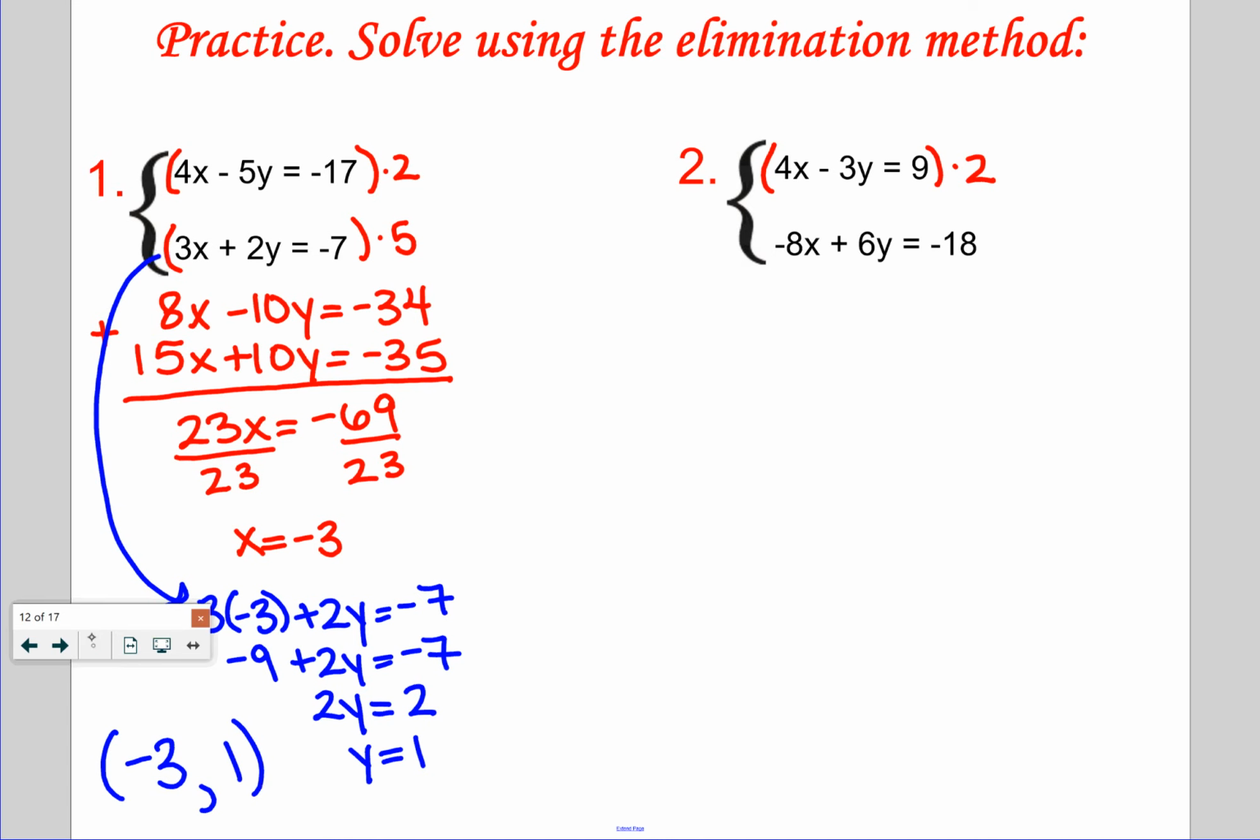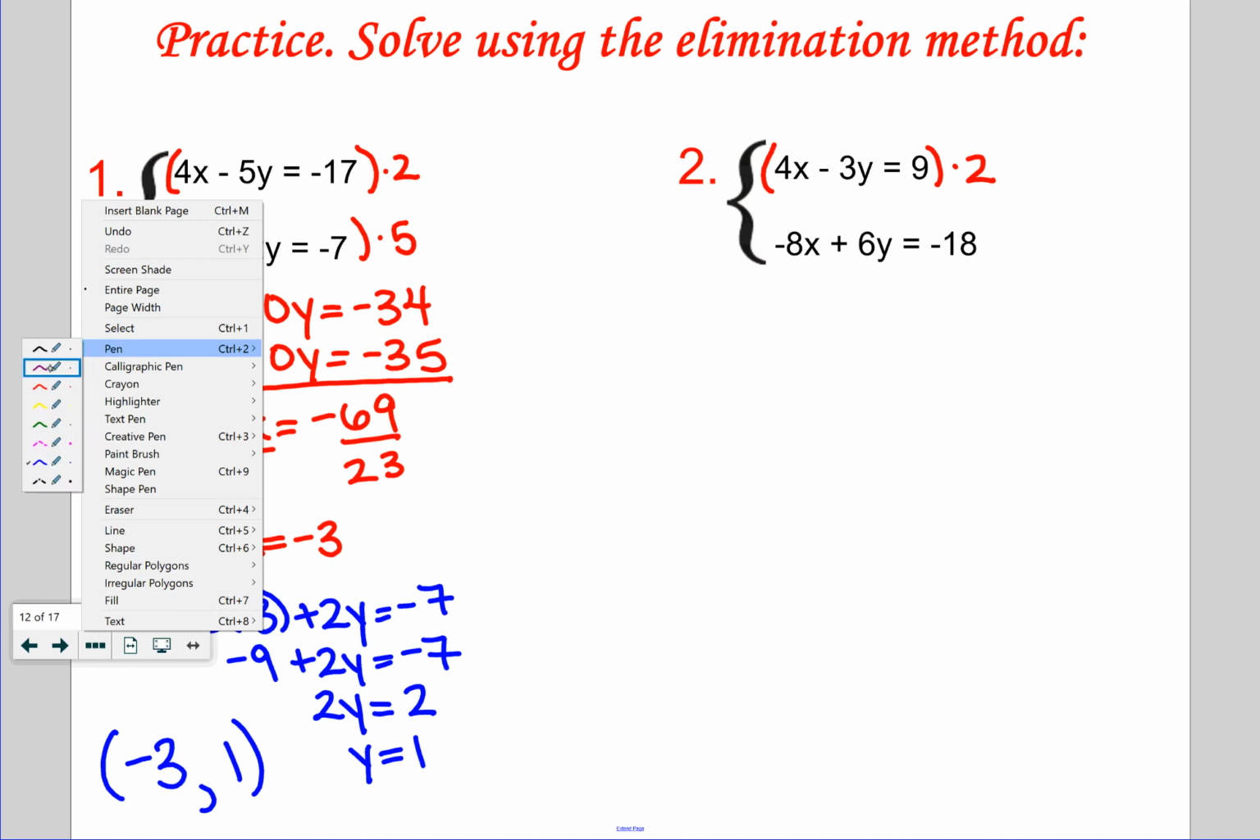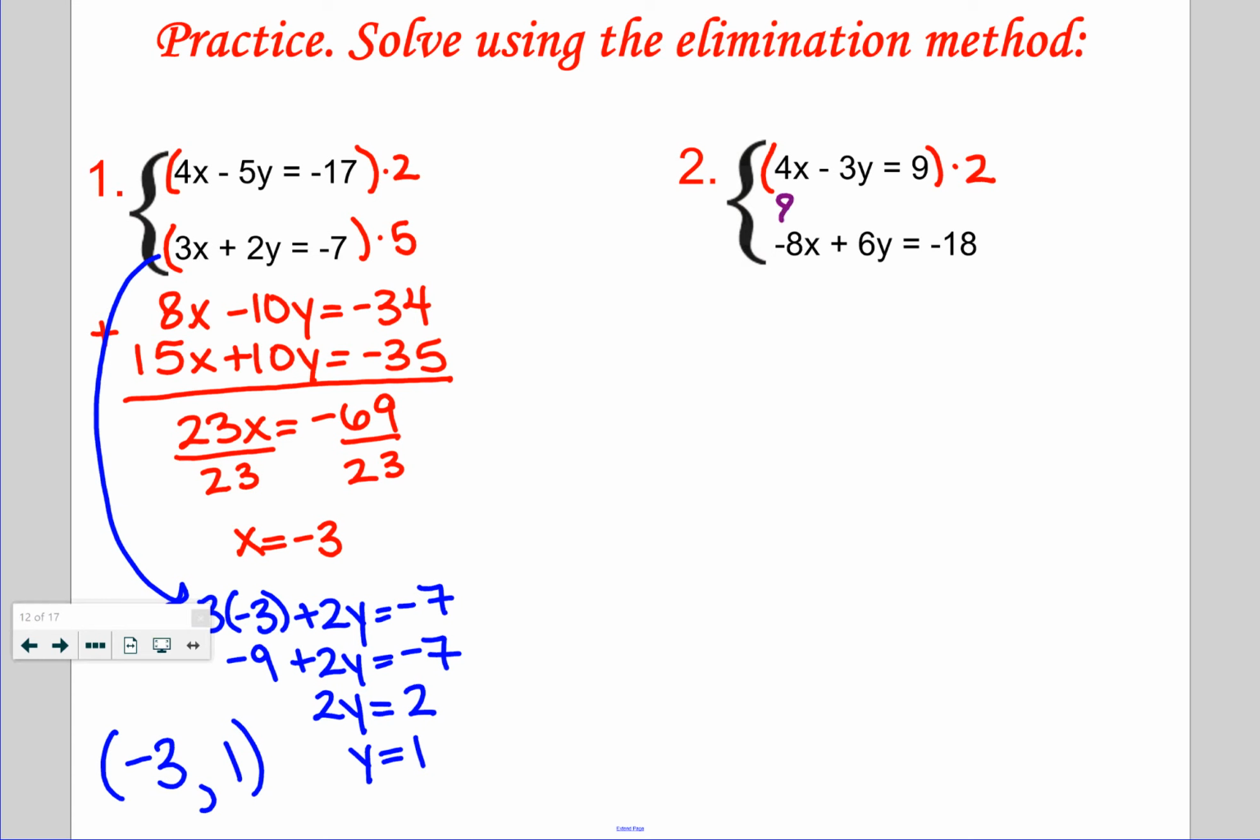Let's look at problem number 2. I'm going to multiply a 2 through the top equation. 8x minus 6y equals 18, and then I want to add them together. 8x's cancel. Oh, and actually here my 6y's cancel also. If everything cancels on one side, you have nothing left, so we put a 0. 18 and negative 18 also give me 0.